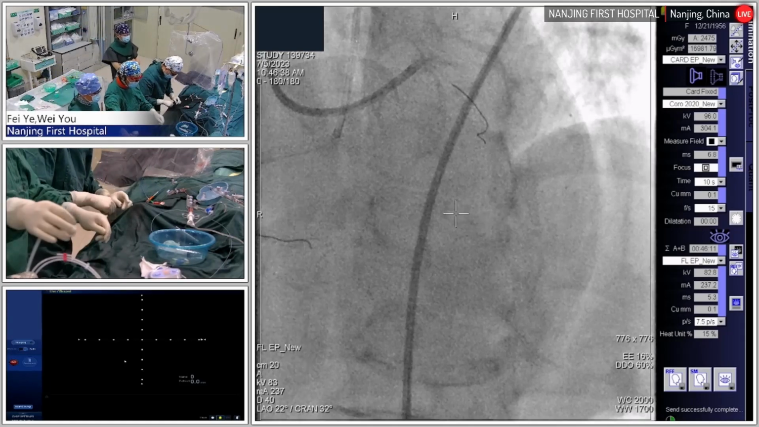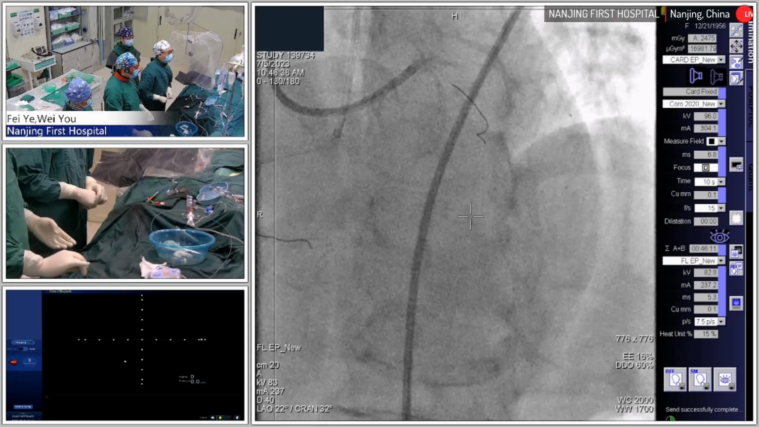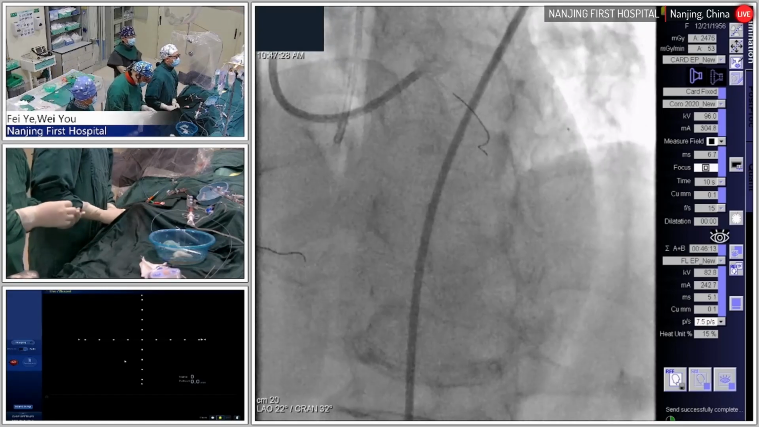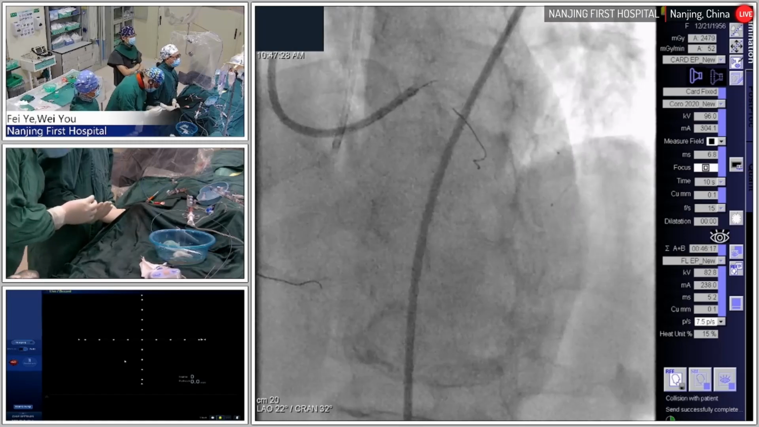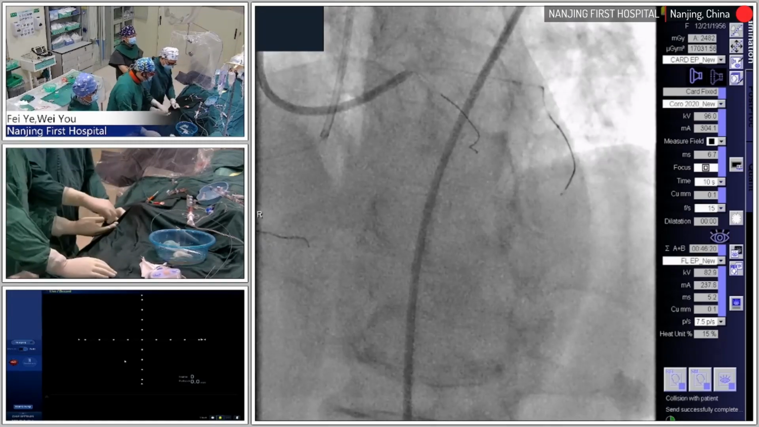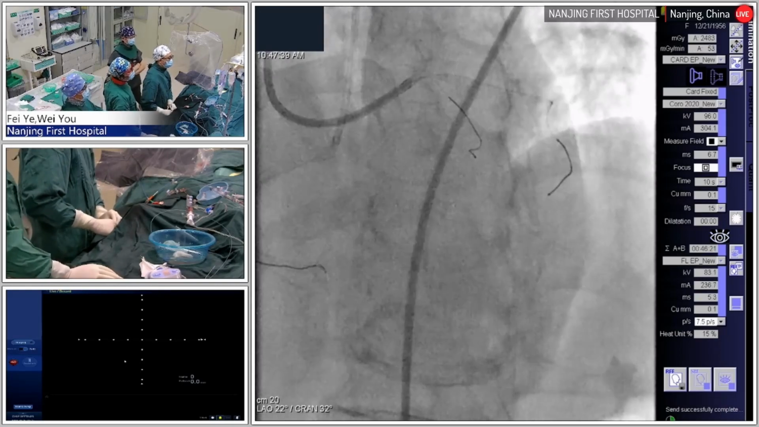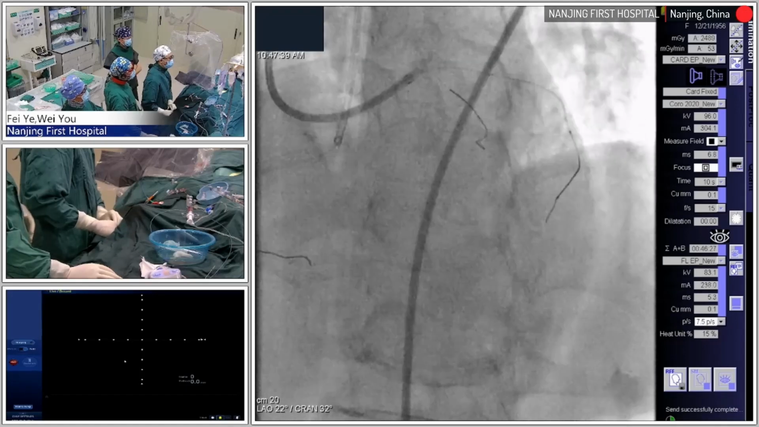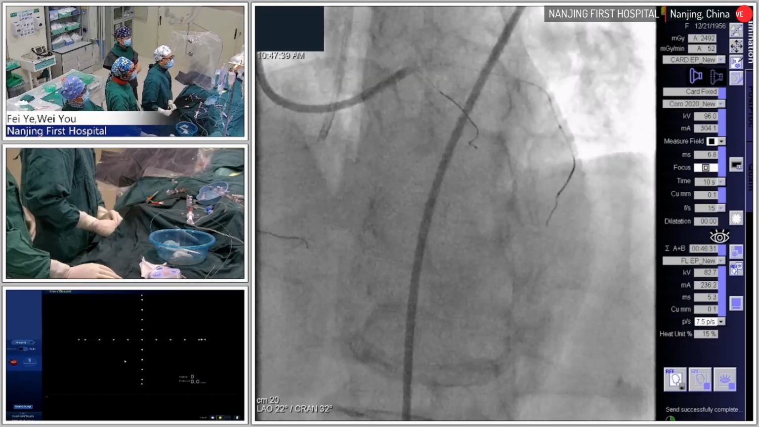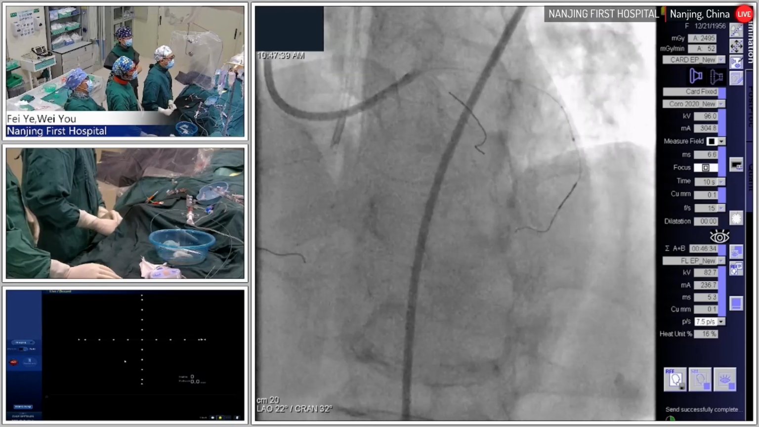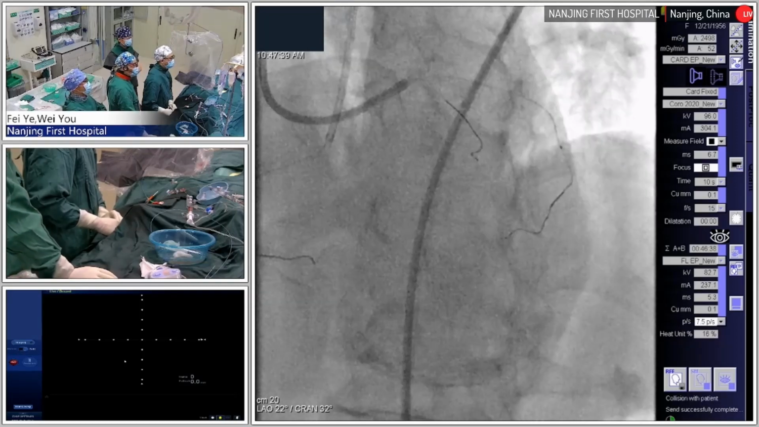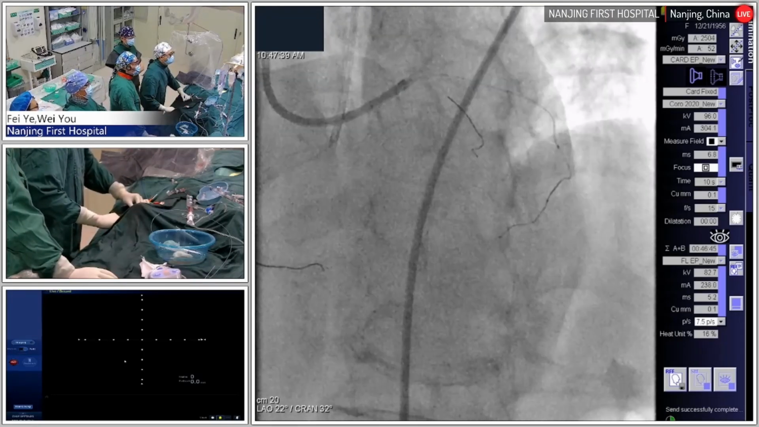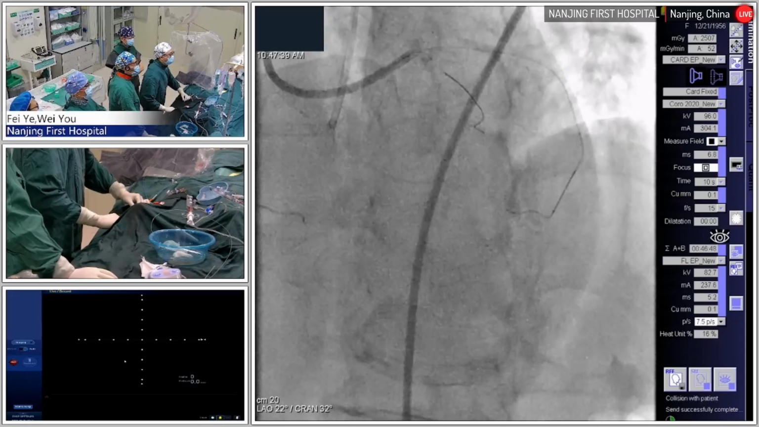If we push a little distally, we should push the microcatheter more distally to get more support from the microcatheter. Compared with Xian, the Sion was too small, too soft. Seems like the same channel. Good. Okay, the upper one. It's better. So you can push the microcatheter a little distally. Yes, it's better.